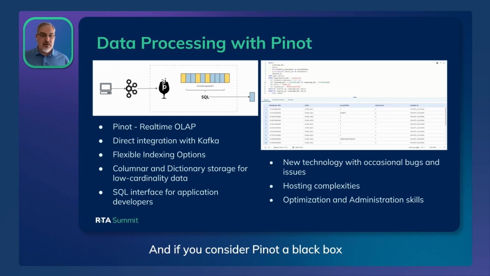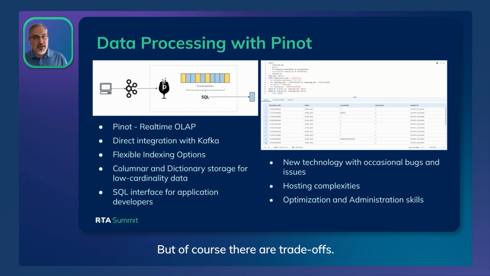And if you consider Pinot a black box or a wine glass logo on your architecture diagram, it really makes the architecture simpler. The data, in our case, now moves from our agents into Kafka and then into Pinot, and that's it. Very simple. The aggregation that we're doing really happens at query time. And if you look at the example on the screen here, you can see that the queries aren't much more complicated than they used to be.